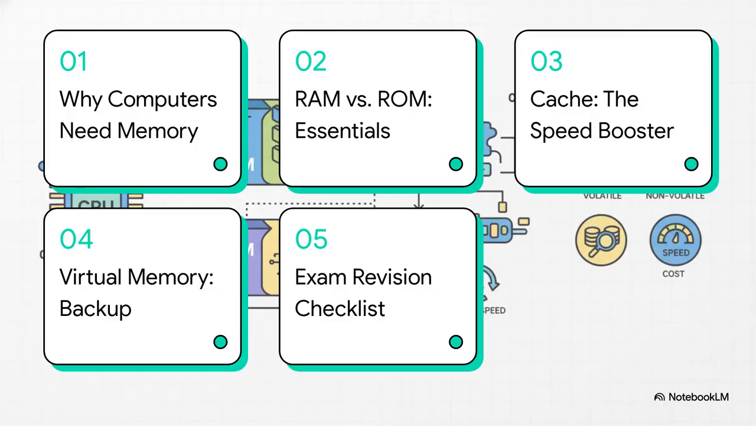So here's our game plan. First, we're going to dig into why computers even need memory in the first place. Then we'll get to know the two big players, that's RAM and ROM. After that, we'll check out the secret speed booster, cache, and a really clever backup plan called virtual memory. And to finish it all off, we'll wrap up with a quick revision checklist to make sure all these key facts stick.